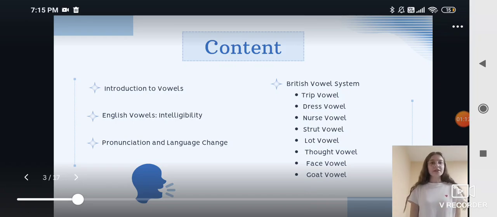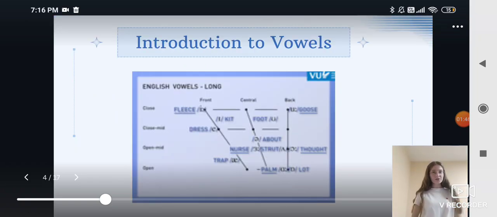This week's content is: first, an introduction to vowels; second, we will learn about English vowels and intelligibility, their connection; third, we will talk about pronunciation and language change; and last, we will see some types of vowels like the trap vowel, dress vowel, nurse vowel, strut vowel, lot vowel, face vowel, and last, the goat vowel. Let's start with the introduction to vowels.